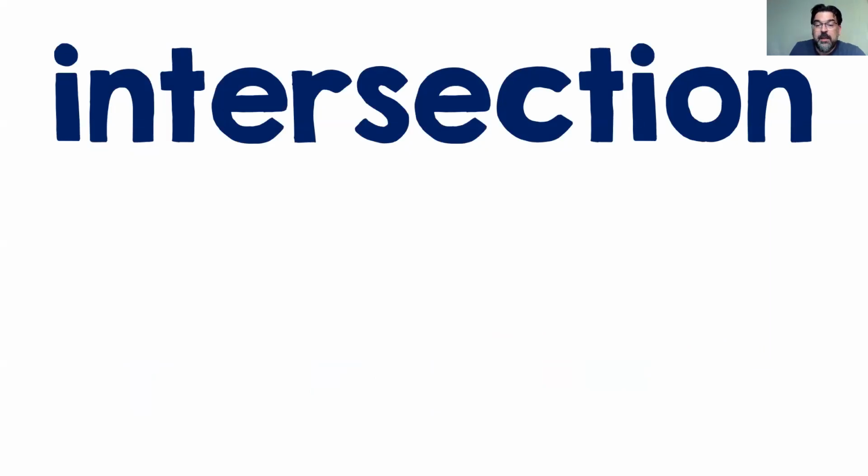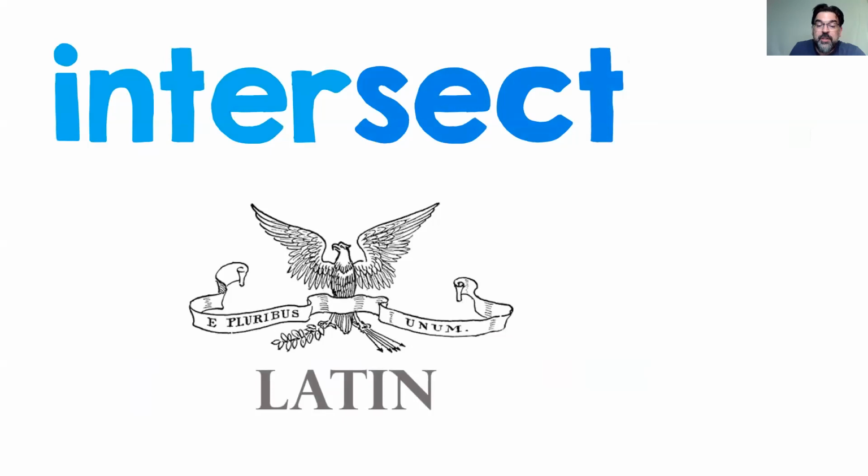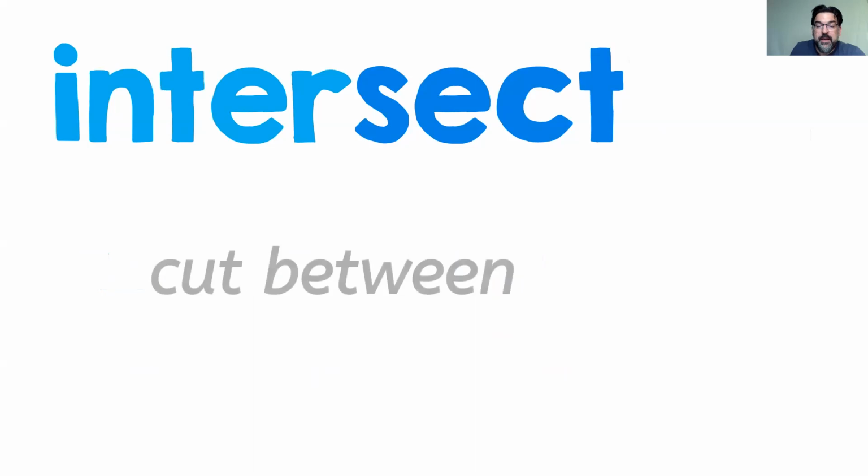Intersection, I want to look at the root of intersection. It comes from the word intersect. That comes from the old ancient language Latin. And in Latin, inter is a prefix. It means between. Sect is a word part that means cut. So originally, intersect meant cut between. And to make sense of that, maybe you've learned this in math by now, especially if you're in 4th grade.